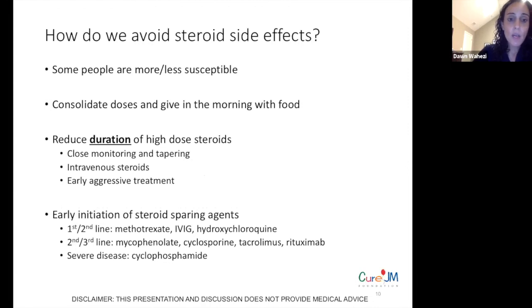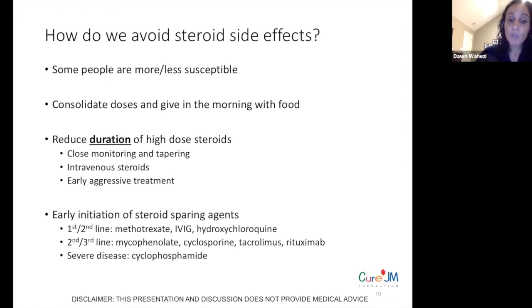Some of the ways we can limit them is we try to consolidate the dose. Sometimes when the child is sicker, the steroids might be given twice a day or three times a day, and we consolidate them down to once in the morning. That can help. Usually they're given first thing in the morning with breakfast. That also can help with some of the side effects I mentioned. And then ultimately, it's really reducing the duration of those high dose steroids. So again, it comes back to that close monitoring and tapering.